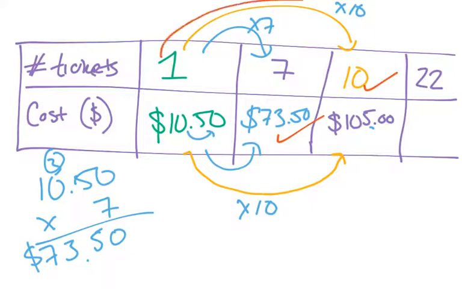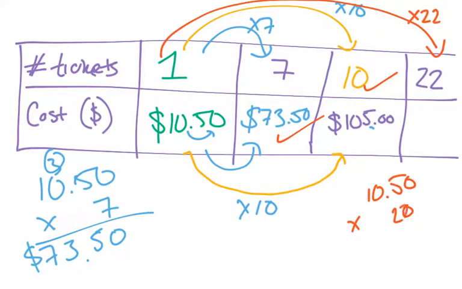Lastly, I'm looking for a relationship between 1 and 22. I can recognize that that has to be times 22. So you'll have to keep multiplying or adding your way up if you wanted to do that. You can either multiply $10.50 times 22. Or you can build your way up.